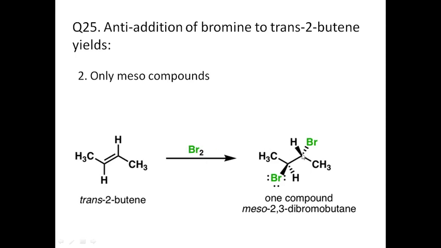one group must be above the plane and another group below the plane. So these two substituents are in trans position to each other. This bromo and this bromo, these two bromo groups are in trans configuration to each other. And now let's see the resulting compound. CH3, this hydrogen, look at this hydrogen. One is above the plane, one is below the plane. Bromo, one is above the plane, one is below the plane. Methyl is the same. So these two are just opposite of each other.